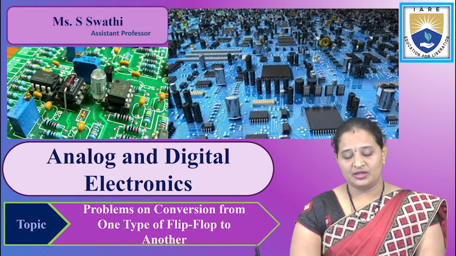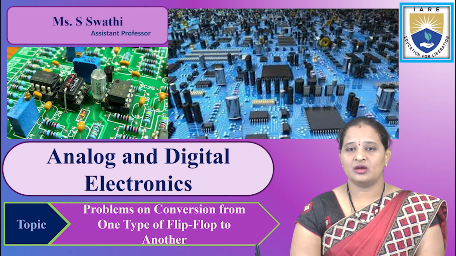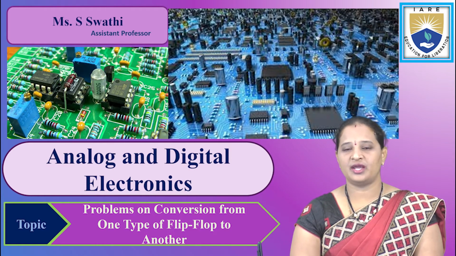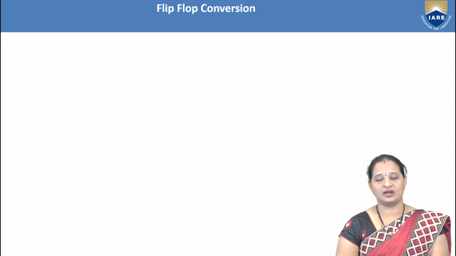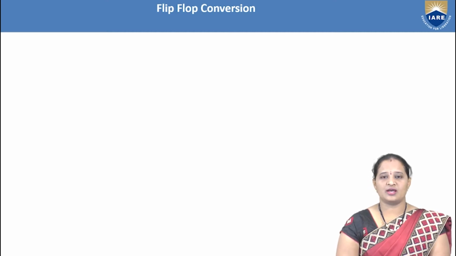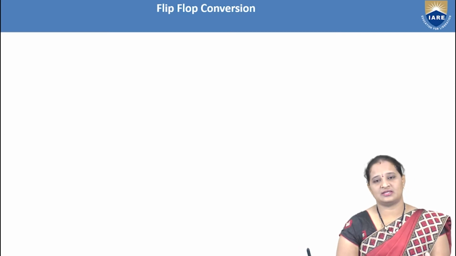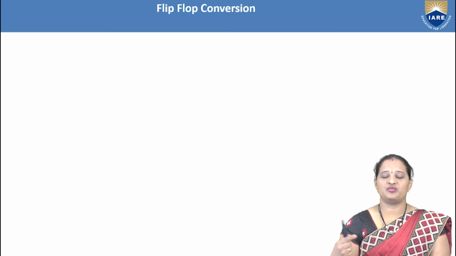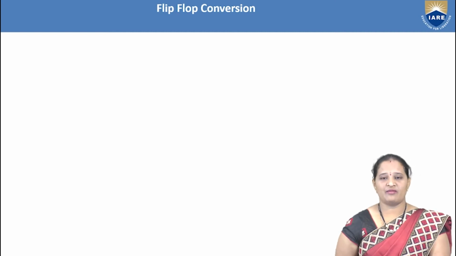In this lecture, we'll discuss some problems on the conversion of flip-flops from one type to another type. This conversion requires excitation tables and truth tables of all the flip-flops here. As we are all familiar with the flip-flops and their excitation tables and truth tables, we can easily convert any flip-flop into any other type. For that, we need to have a procedure.